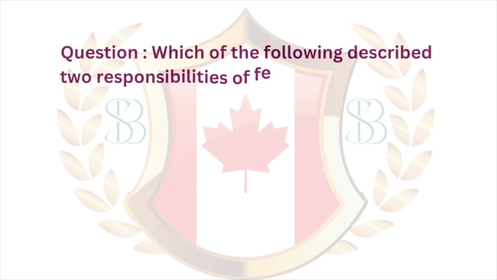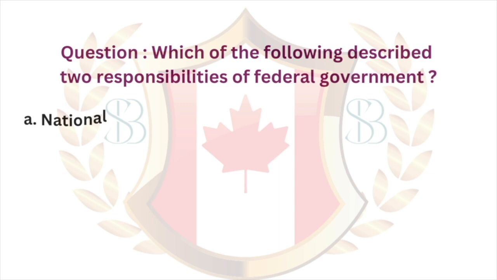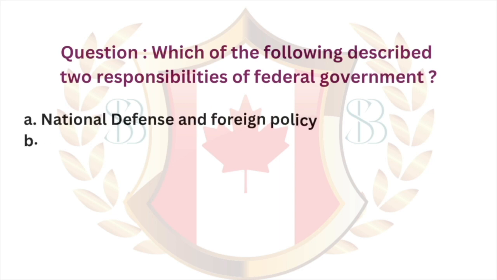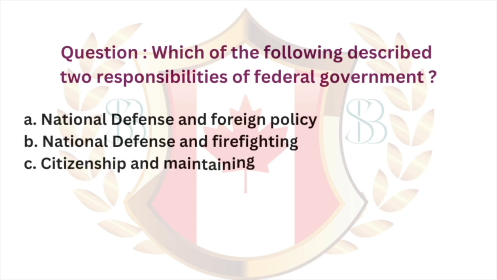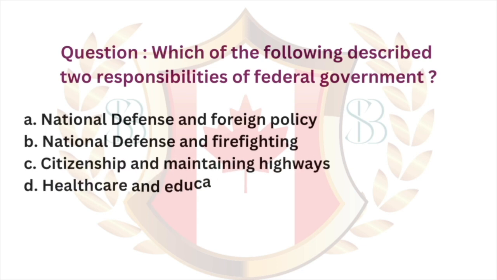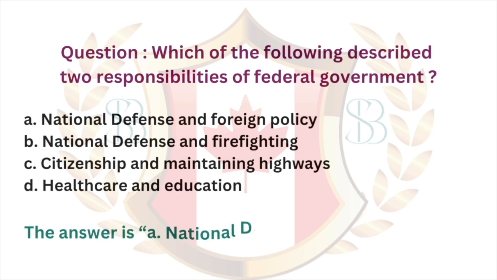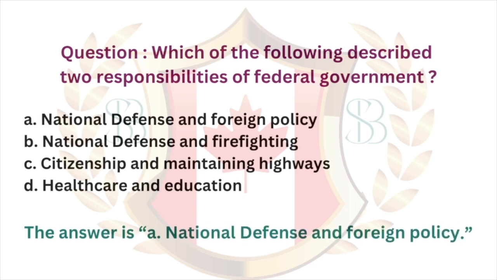Question: Which of the following describes two responsibilities of the federal government? A, national defense and foreign policy. B, national defense and firefighting. C, citizenship and maintaining highways. D, healthcare and education. The answer is A, national defense and foreign policy.